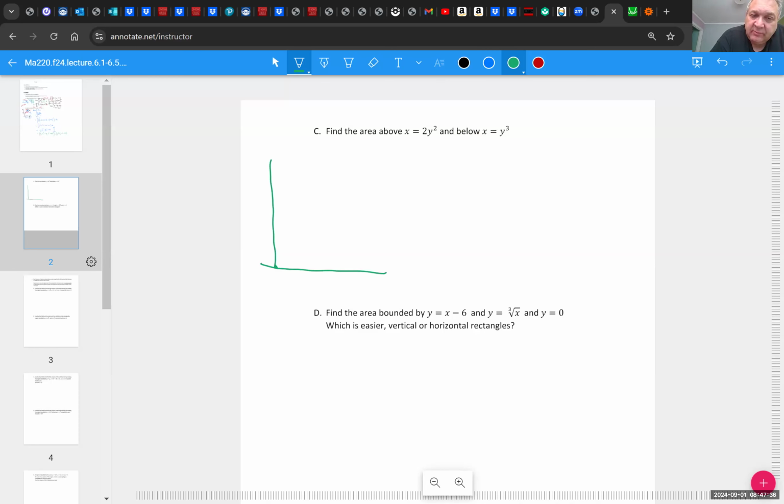So 0, 0 right there, and 8, 2. I'm going to call this 8. I'm going to call this 2, like this. And we have one on top, and we have one on the bottom. And we know the one on the top is the f(x) function, and the one on the bottom is the g(x) function. So we have f on top, g on the bottom, like that. Now we could slice these vertically, there's no doubt, but I'm going to show you how to slice these horizontally and why that's kind of nice for this problem.